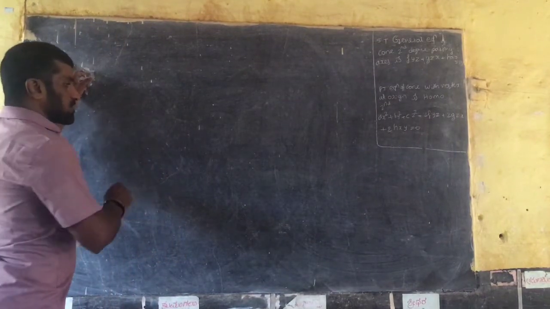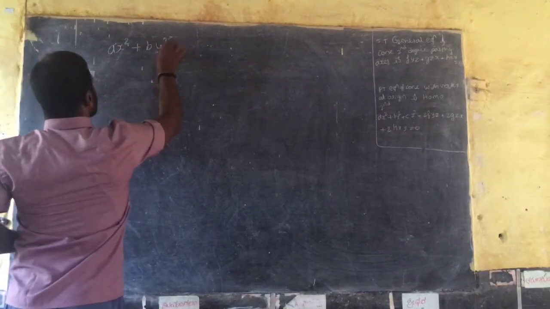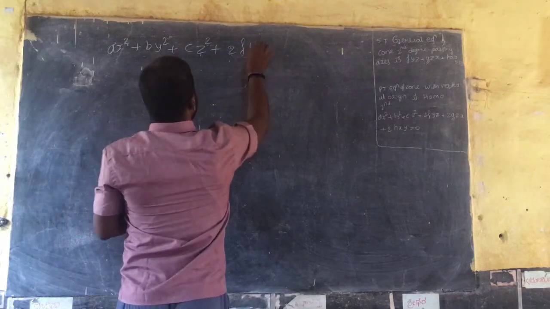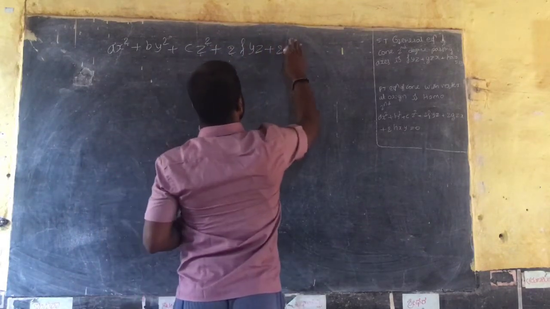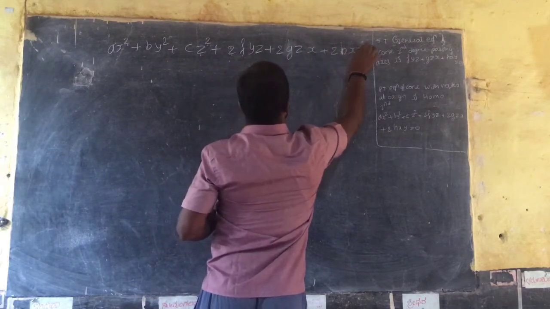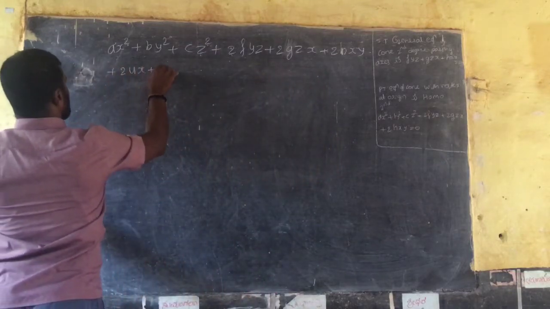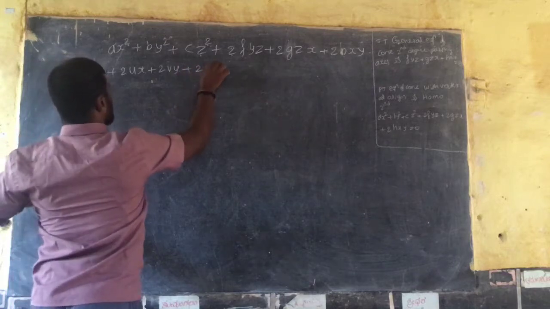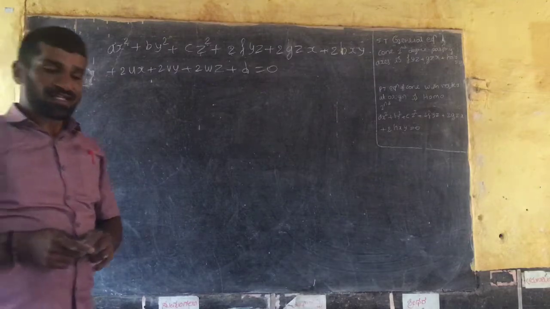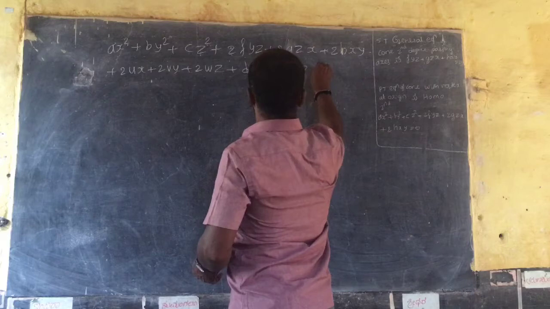The second degree equation of the cone is ax² + by² + cz² + 2fyz + 2gzx + 2hxy + 2ux + 2vy + 2wz + d = 0. This is the second degree equation of the cone, meaning the quadratic equation of the cone. So call this equation 1.